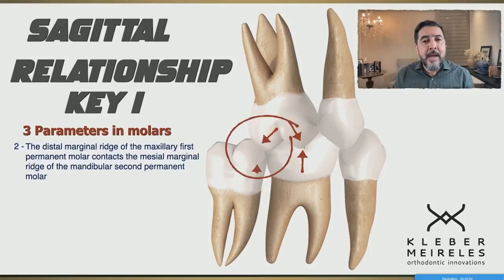And we have now a different analysis, a different point to pay attention to. And you're going to see that this is more important than the previous point. The distal marginal ridge of the first upper molar settling in the mesial marginal ridge of the second lower molar.